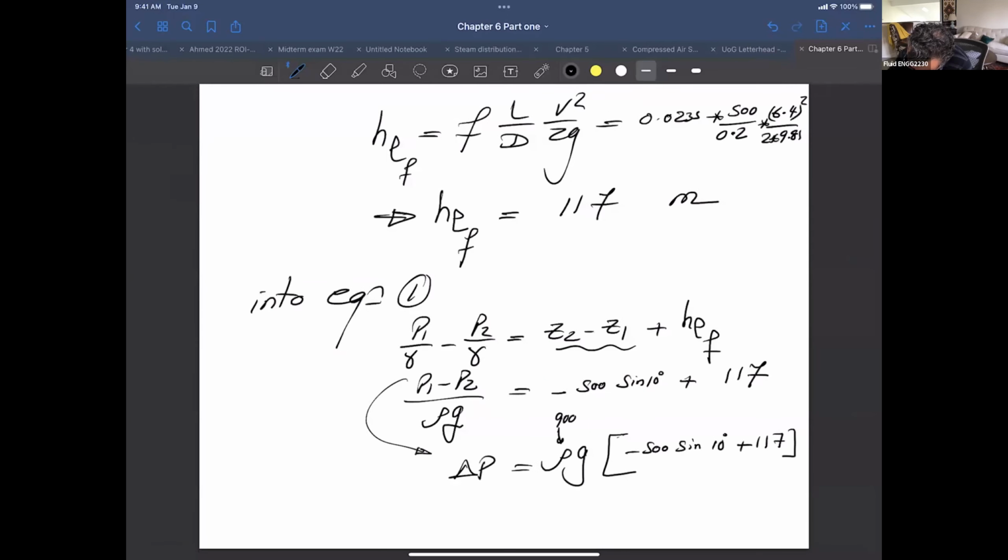This is 900, g here is 9.81. So delta P calculated is about 265,000 Pascal, or 265 kilopascal. Pascal here because all the units are in the SI, basic units. So now you divide by 1,000, you can convert it to kilopascal, right? Everything is clear here. Any questions?